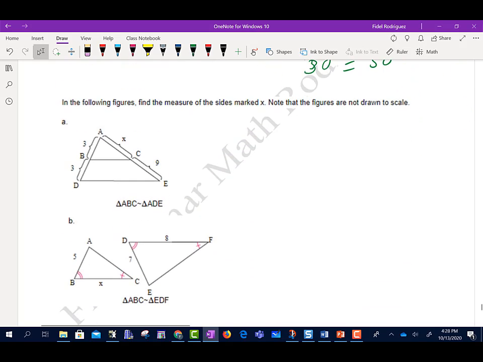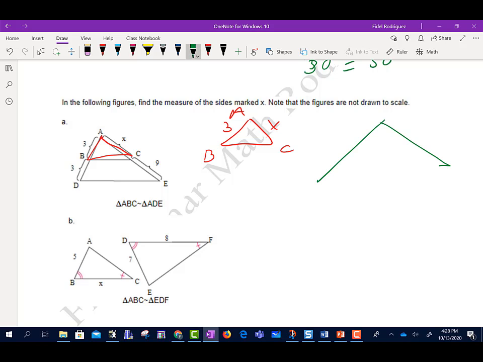All right, so it says, in the following figures, find the measure of sides marked X. Know that the figures are not drawn to scale. Okay, so let's see if we can do that. Here's this little triangle here. So I'm just going to kind of draw it like this over here to the side. This is A, this is B, this is C, this is 3, and this is X.